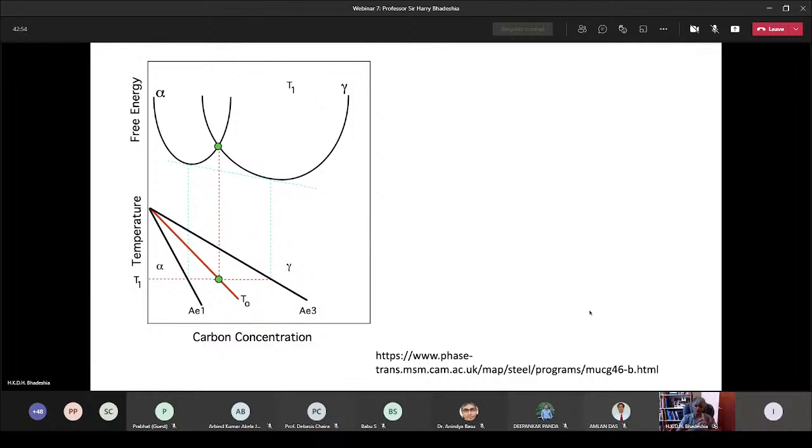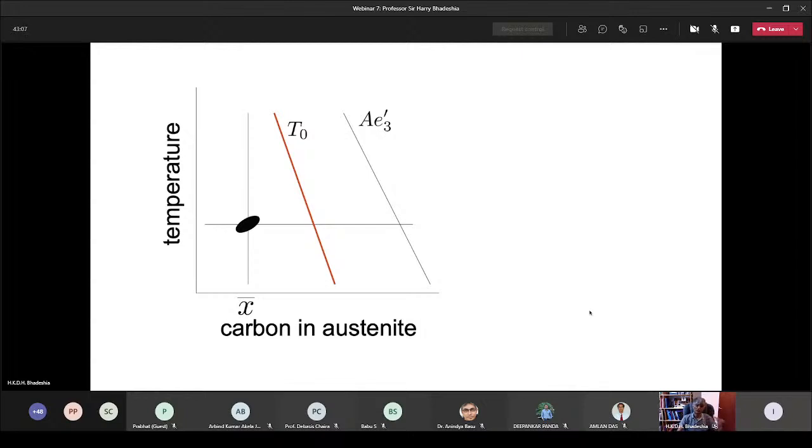So just to repeat, the importance of the T0 curve is that the bainite reaction cannot continue beyond the point T0. Okay, so imagine that we have an alloy with this carbon concentration X bar, and we are transforming it isothermally at this temperature. Then the first plate of bainite will form without any diffusion, exactly like martensite.